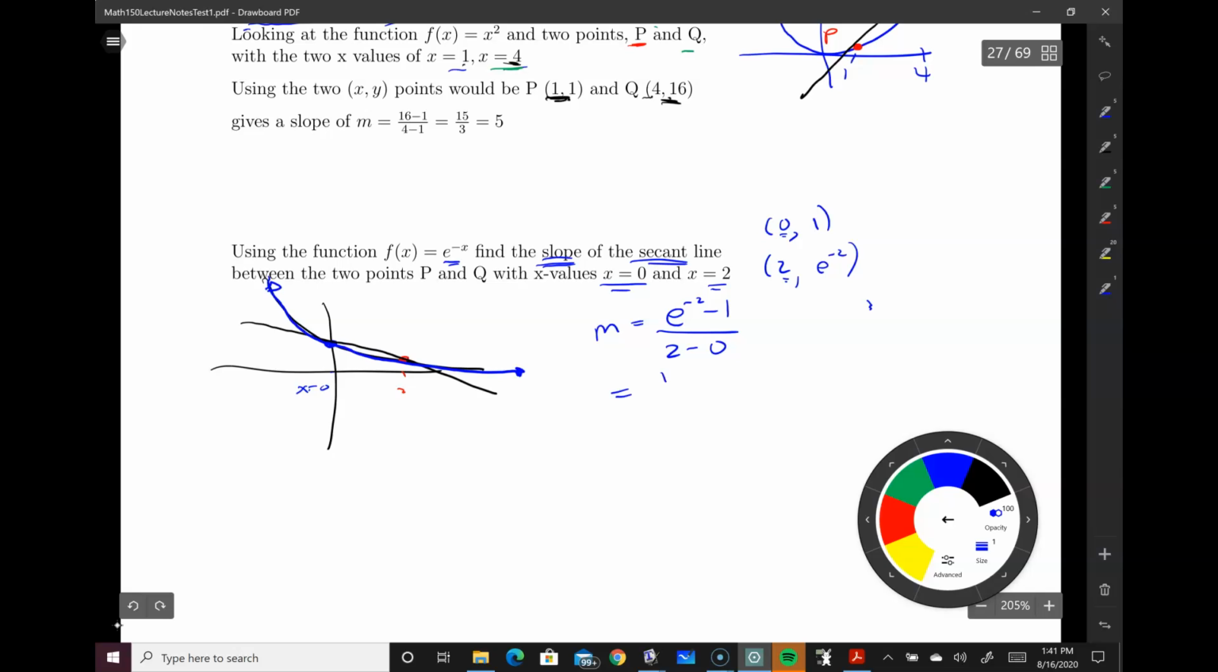So e to the negative 2 is 1 over e squared, minus 1, over 2. So 1 over e squared, it's like about 1/9, right, minus 1. So this will give me a negative number. I'm okay with you leaving it like this, just making sure you see this is a negative slope, right? You read a graph like you read a word, so I see that this secant line has a negative slope.